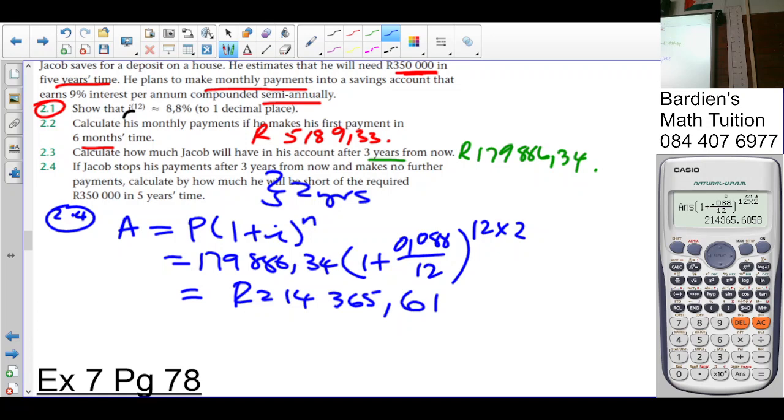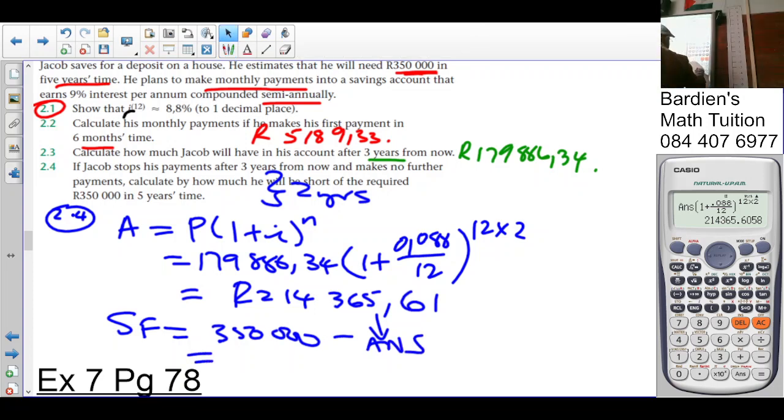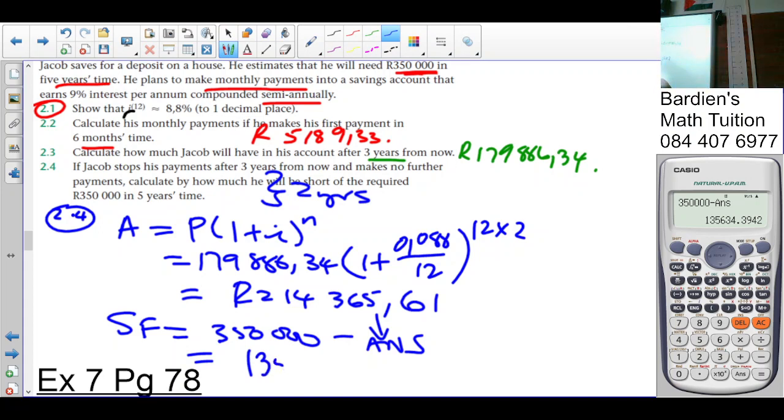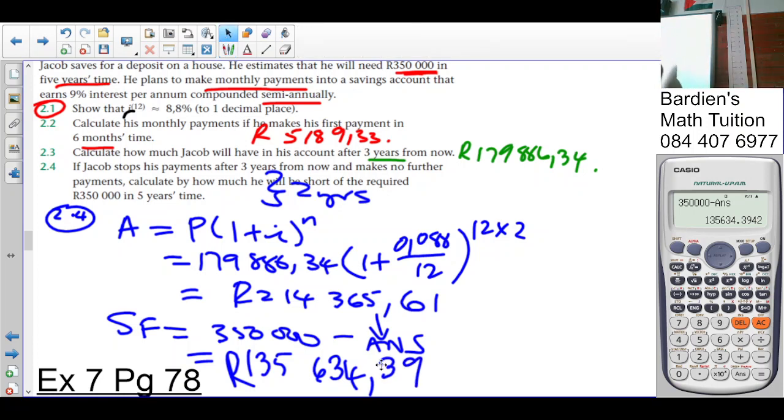The question is a shortfall. How much is short by? So it's going to be 350,000 rand, which is needed, minus that answer there. So you're short by 135,634 rand and 39 cents. Okay? Make sense, people?